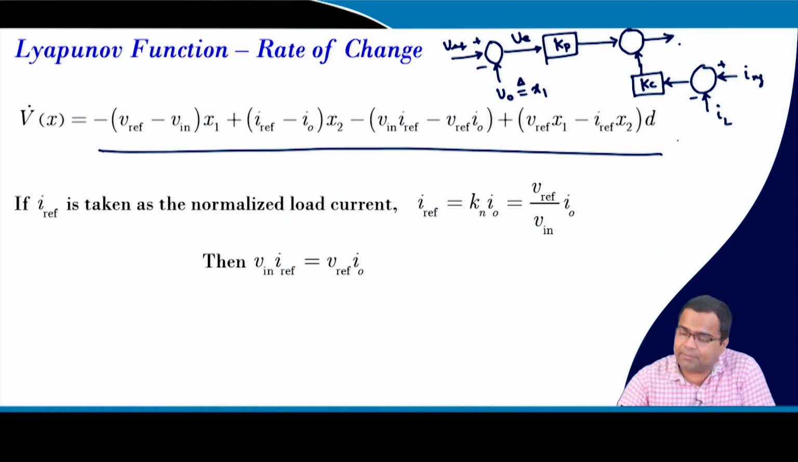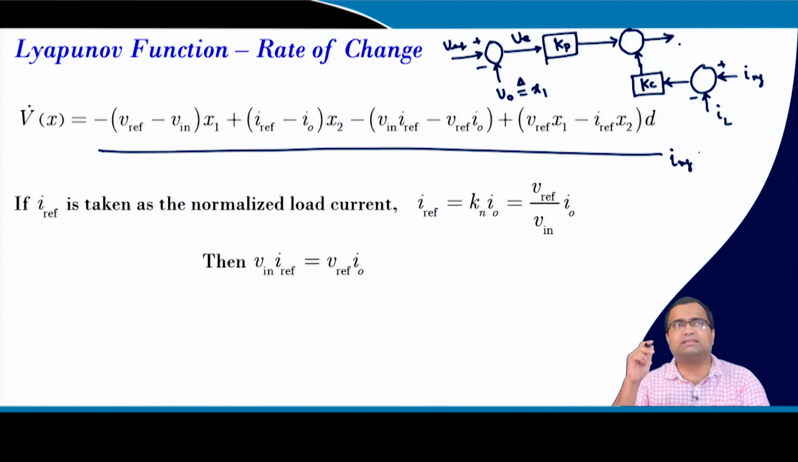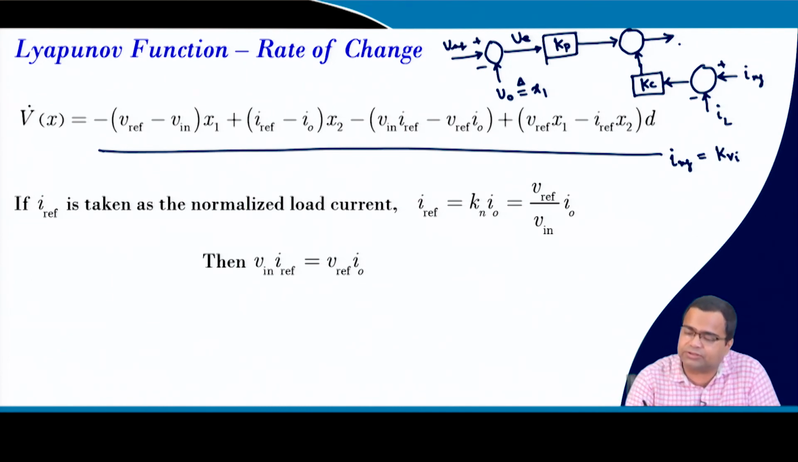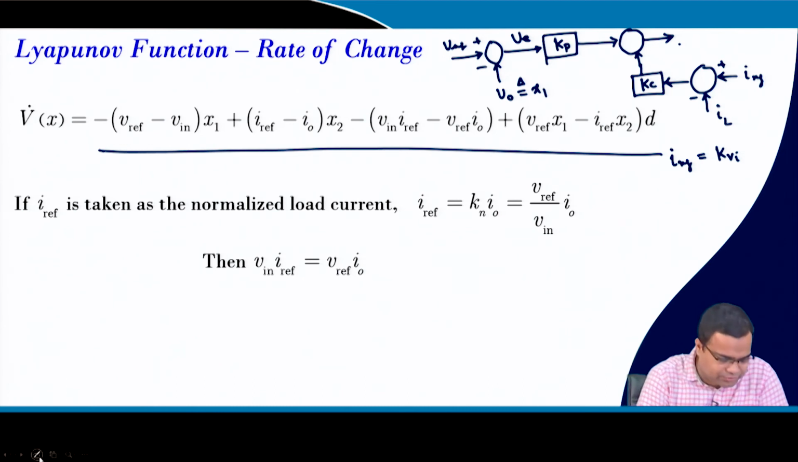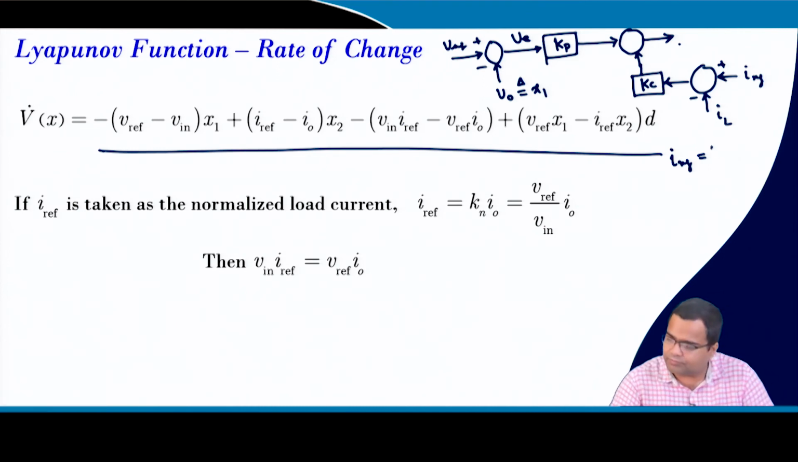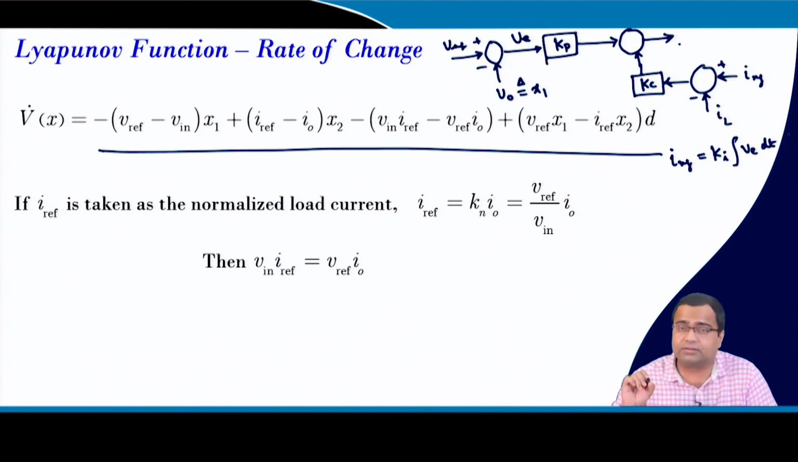So, the I ref can be, because we have discussed in lecture number 18 in state feedback, we have an alternative realization. This can be taken simply as our voltage loop integral. So, this is my voltage loop, something like integral gain into our error voltage dt. This we have considered for small signal based design.